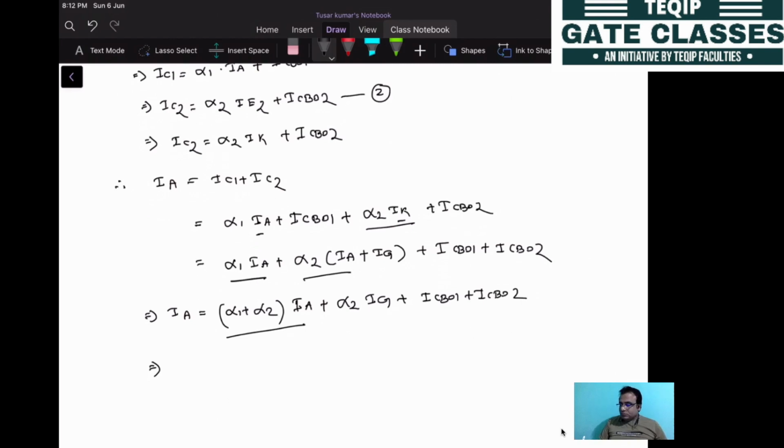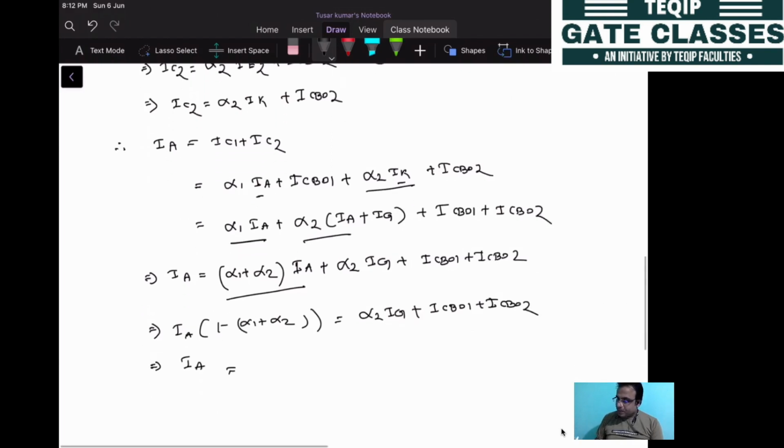So again this term you can take to the left hand side, because IA is common in both the terms. So what you can write here is IA into 1 minus alpha 1 plus alpha 2, that will be equal to alpha 2 IZ plus ICBO1 plus ICBO2. Now what is the value of this anode current? It will be equal to alpha 2 IZ plus ICBO1 plus ICBO2, this whole divided by 1 minus alpha 1 plus alpha 2.